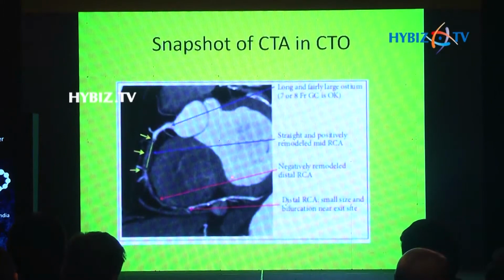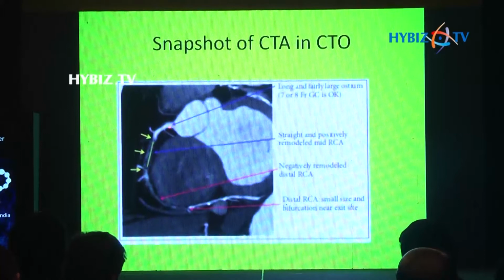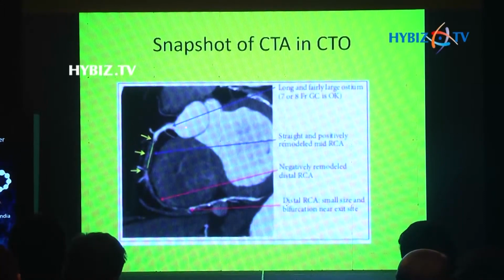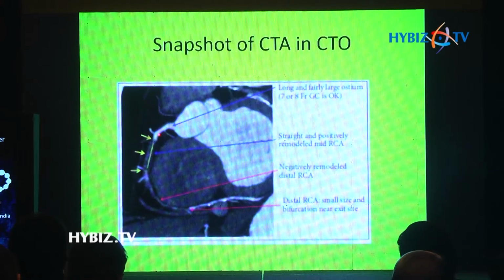This is a snapshot of how a CTO looks on a CT, and you can look at the ostia, you can see whether this patient is good for an antegrade versus retrograde approach, you can look at the size, which French to use, and if you go down further, you can look at the lesion, the length of the lesion, the characterization of the lesion, positive remodeling.